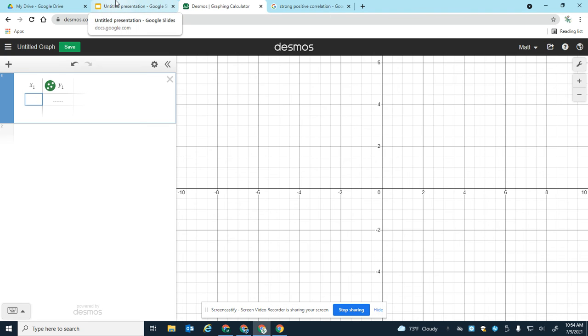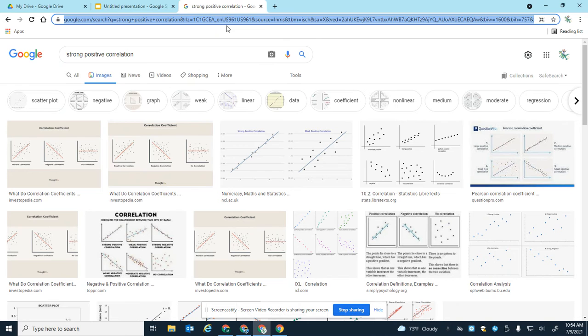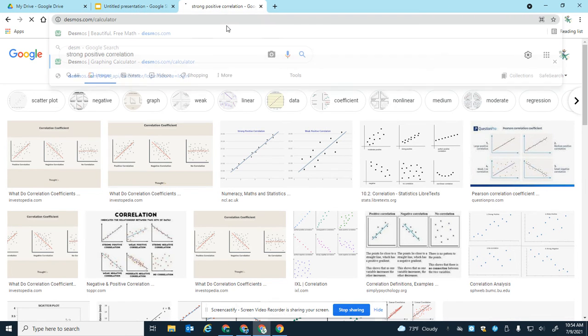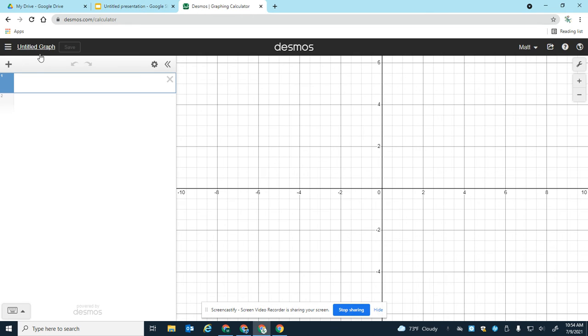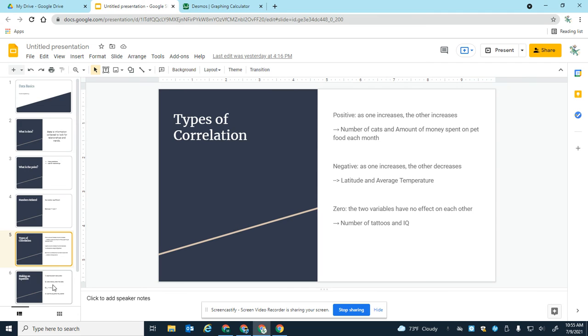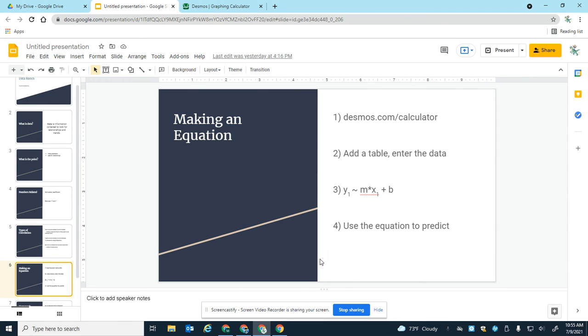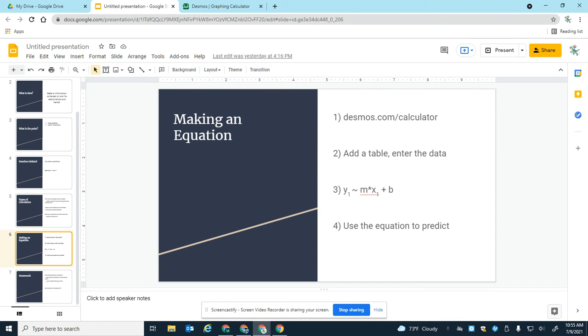Anyway, Desmos. If you go to desmos.com/calculator, I'll start from scratch here. I'm pretty sure I linked this in the Google Classroom assignment. Desmos.com/calculator brings this up, right? You can graph stuff all you want. You can graph like y equals x squared or something like that. I'm not doing that right now. Instead, I would like to add a table. And so when we get to the types of regression, here's what we're going to do. We're trying very hard to make a trend line, a line of best fit.